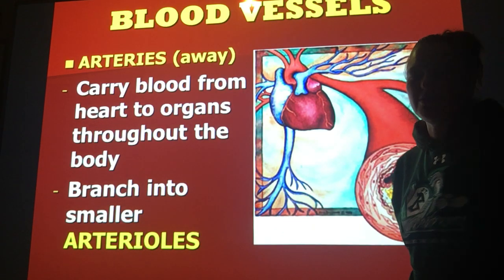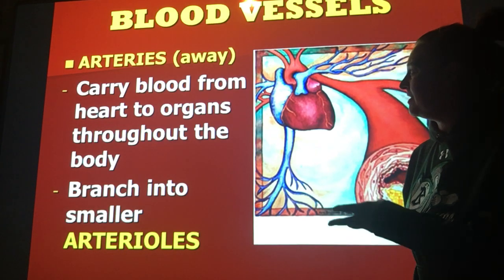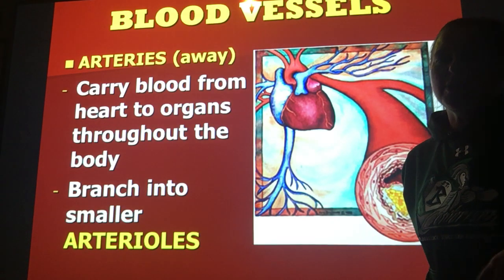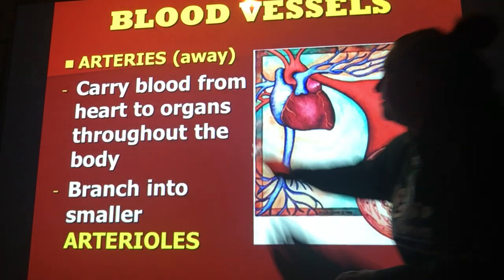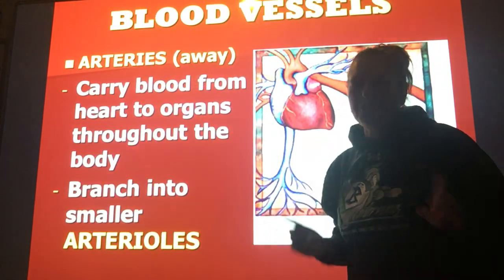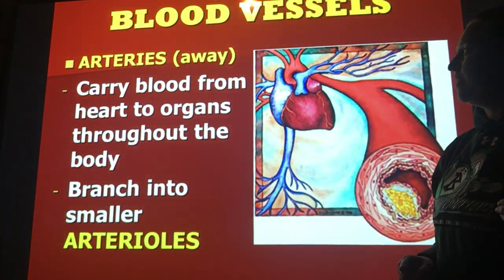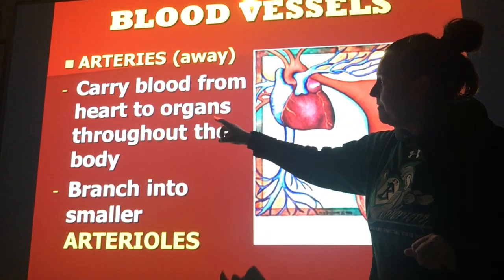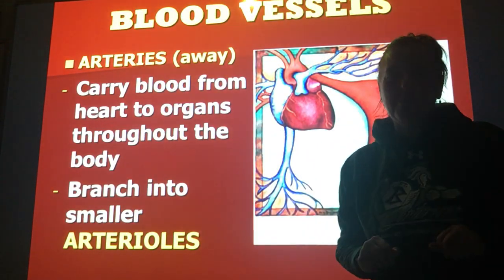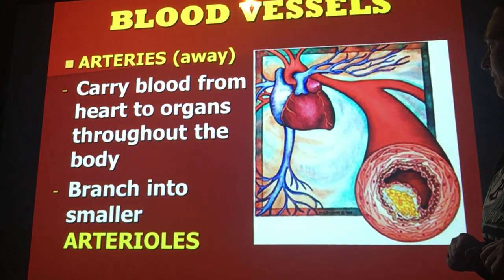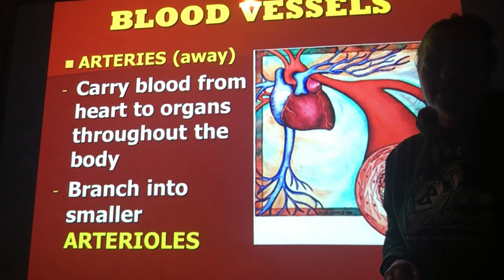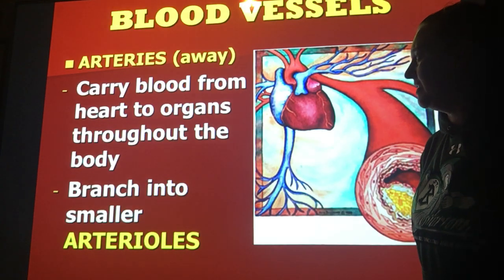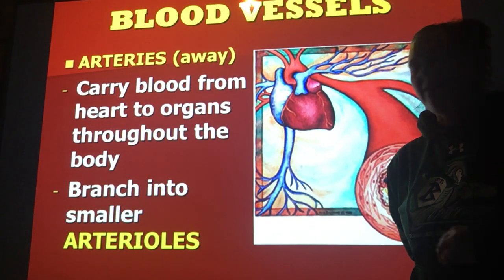Okay, so like I said, there's 3 types: arteries, capillaries, veins. Let's start with arteries. Arteries bring blood away from the heart. I use that: arteries, away. They both start with the letter A. So arteries always bring blood away from the heart to all the organs throughout the body. Very simple. When we study the heart, we're going to label different structures later on. But for now, arteries bring blood away from the heart.